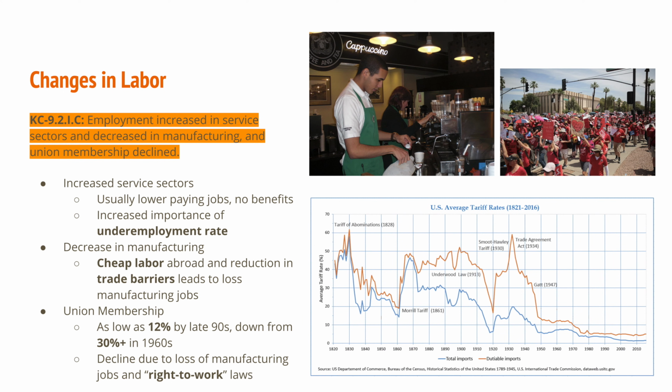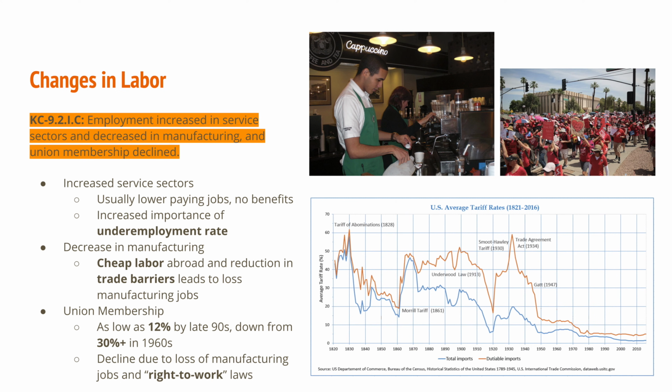So it's going to lead to a loss of manufacturing jobs here in the United States, and with that goes union membership. So it goes to as low as 12% by the late 90s, down from 30% in the 1960s. A lot of this is because the manufacturing jobs that were present throughout the Midwest to the Northeast were usually union jobs. Additionally, states begin to pass what are called right to work laws, which make it illegal for a union to have what's called a closed shop. So a closed shop industry is one in which you have to join the union before you can be given a job in that industry.